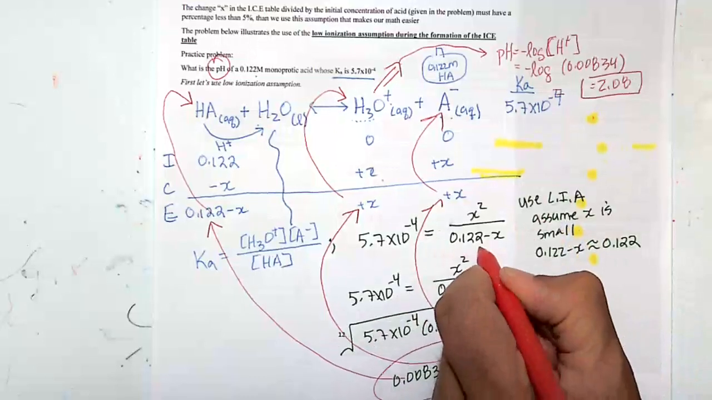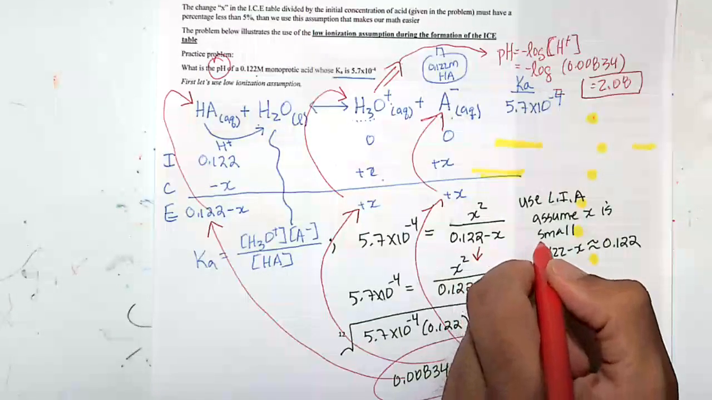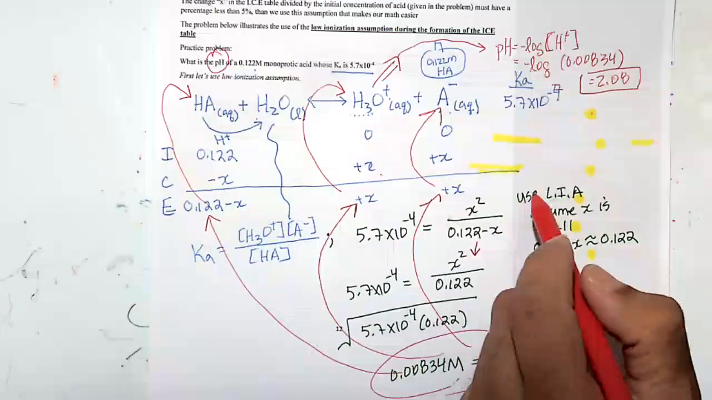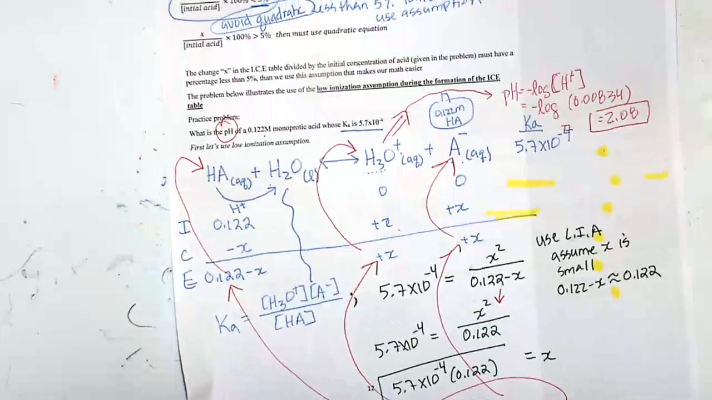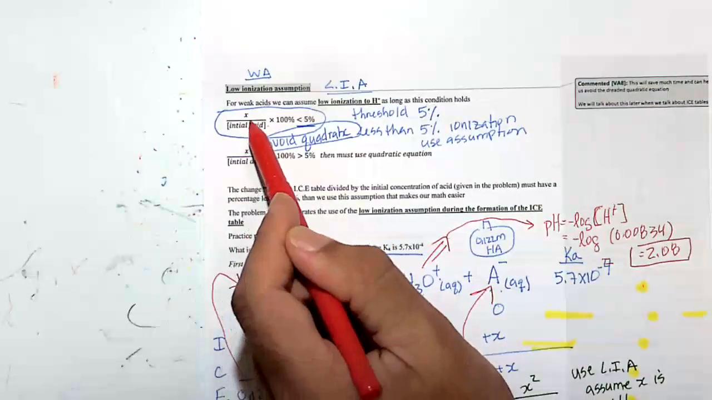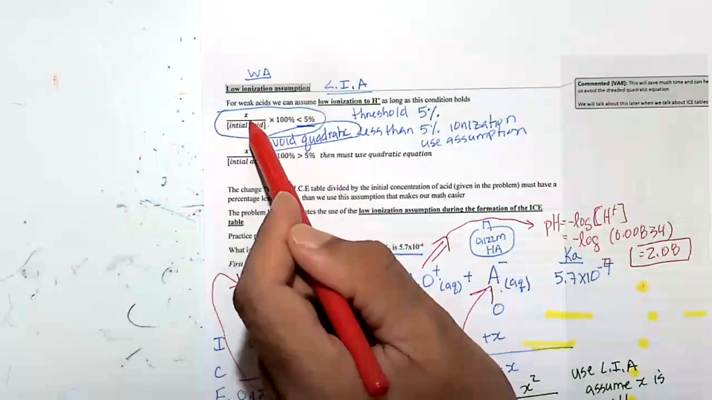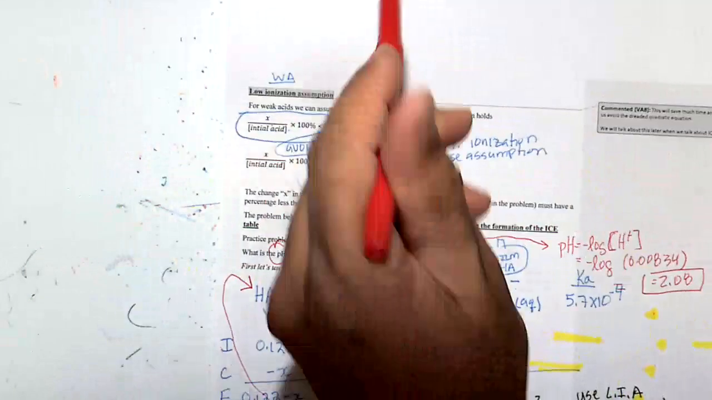Okay. Remember, we made a big assumption. We just removed that X saying that it's small and very little is going in this direction. Okay, what's the threshold? Threshold is 5%, so we're going to check our assumption. So we'll use this equation. What's X? Okay, X is 0.00834.